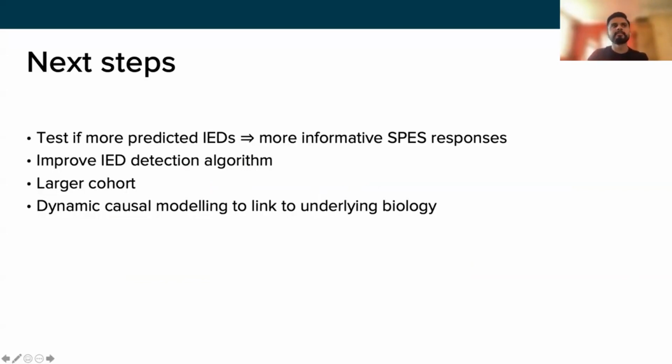So the next steps are going to be, firstly, to test if more predicted IEDs actually did correspond to more informative SPES responses, to improve the IED detection algorithm, which is so far just a threshold-based detector, to expand to a larger cohort, as only 2 patients have been used so far. And finally, to use dynamic causal modeling to link to the underlying biology. So to see what the actual differences are between the periods where there's expected to be fewer IEDs versus periods where there's expected to be more IEDs.